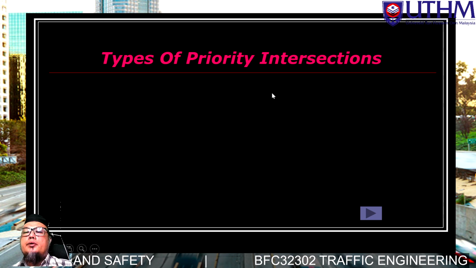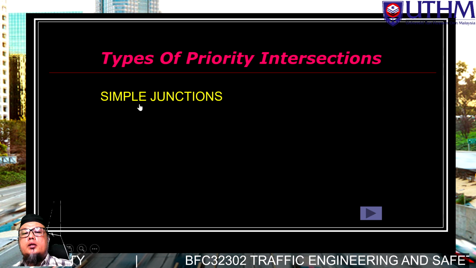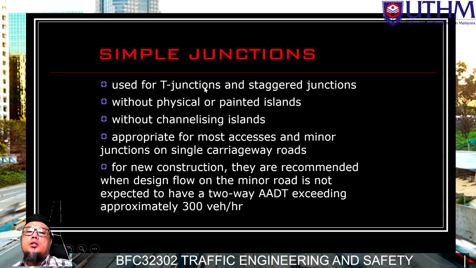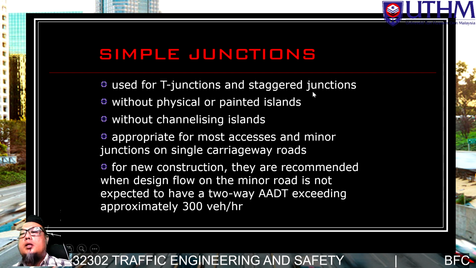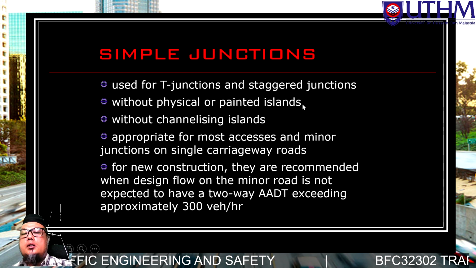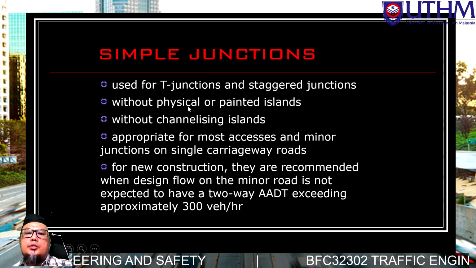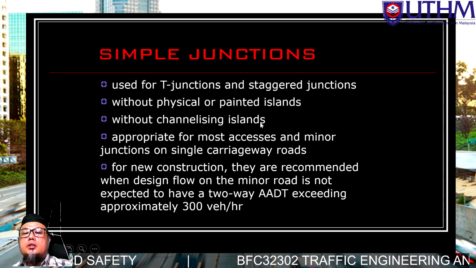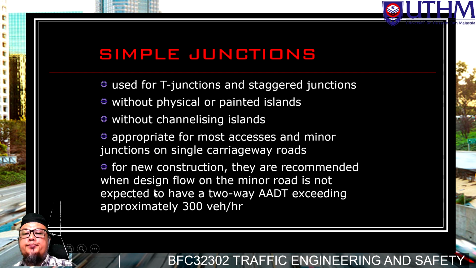Okay, types of priority intersection. First, just a simple junction. What does a simple junction look like? Use a T or staggered intersection. Staggered means the junction is offset. Later there will be a sample. A junction without a physical or painted island, so they don't install any physical furniture or any island. Without a generalizing island, appropriate for most access to minor junctions on a single carriageway road.